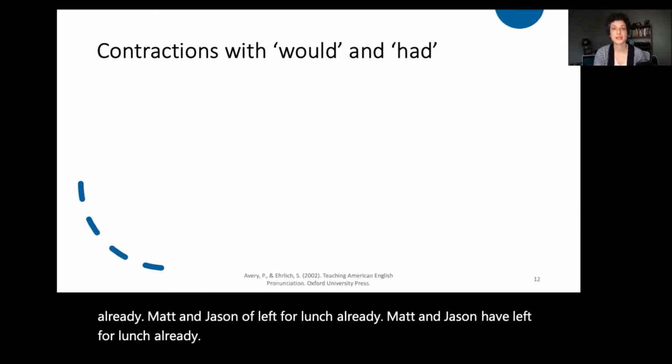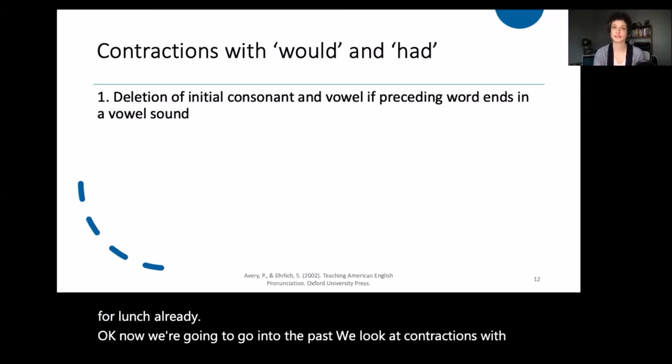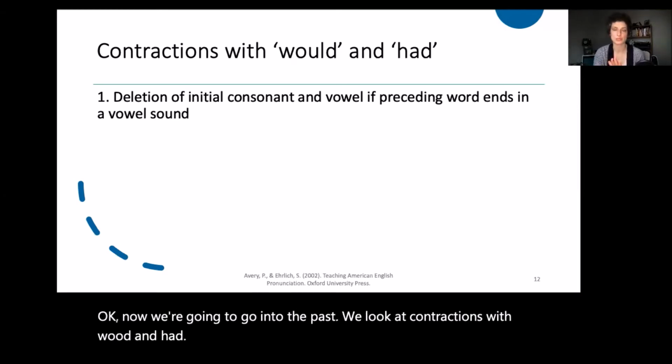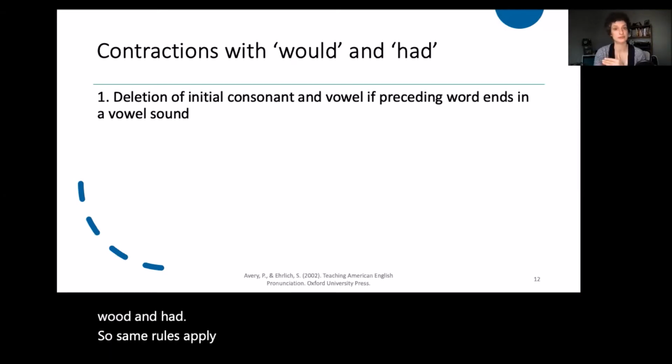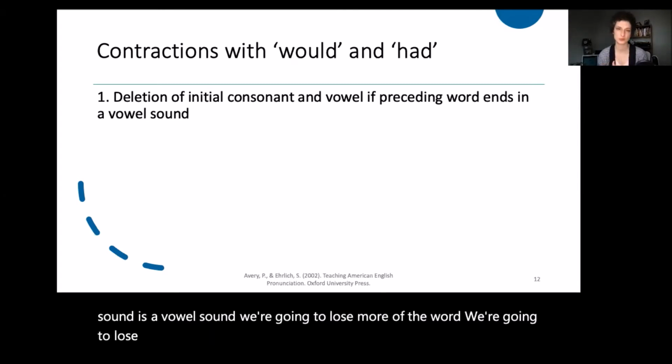Okay, now we're going to go into the past. We're going to look at contractions with would and had. So the same rules apply here as the ones in our previous slide. If the preceding sound is a vowel sound, we're going to lose more of the word. We're going to lose the initial consonant as well as the vowel sound. So let's look at a couple examples.